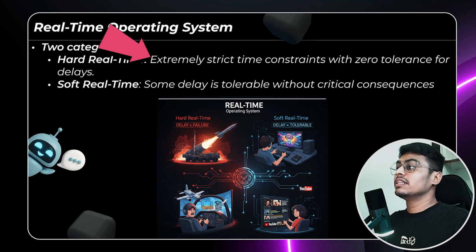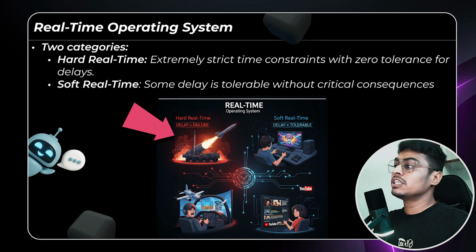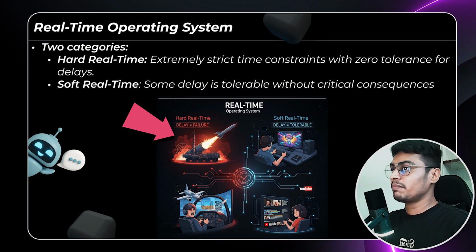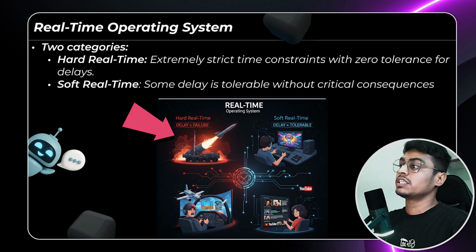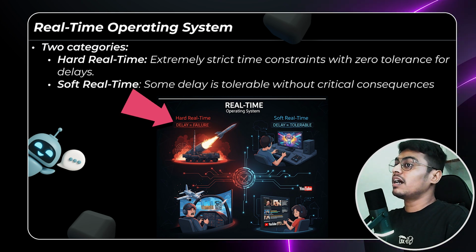Hard real time means an extremely strict time constraint with zero tolerance for delays. Examples include a missile system. If a missile system has a delay and another process preempts, the missile could hit the wrong target. Okay, a critical failure is unacceptable here, so it uses hard real time.